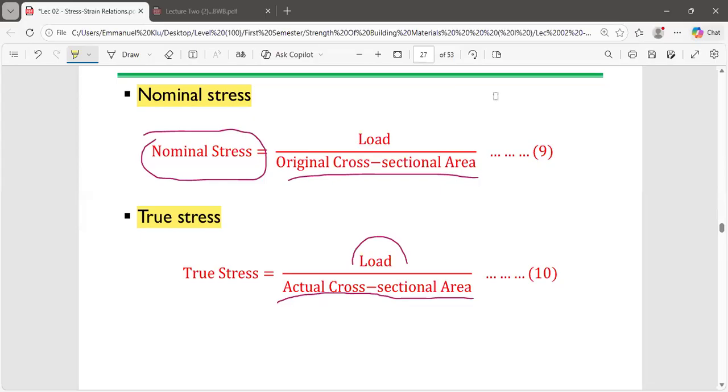Any other person having any other contribution he or she wishes to add? Asari Bernard, kindly unmute yourself. Please, the nominal stress is load over original cross section. Then the true stress is load over the actual cross section.